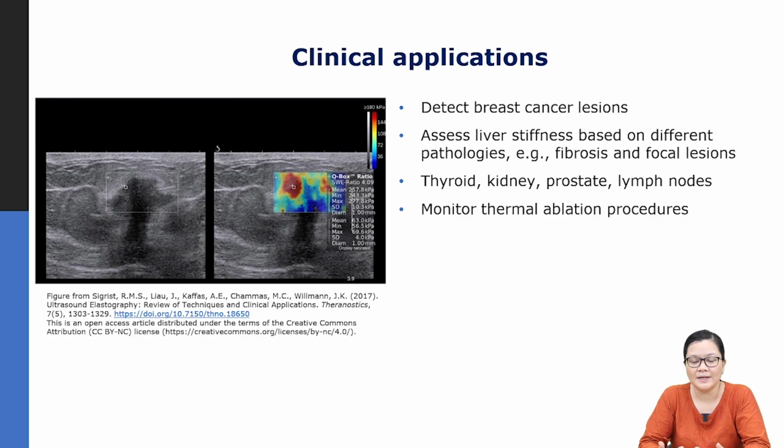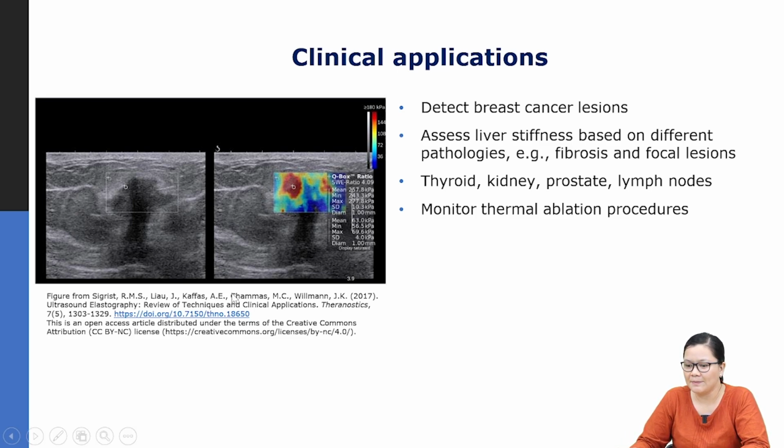For clinical applications, typically this shear wave elastography is used to assess breast, thyroid, liver, kidney, prostate, lymph nodes. So these are all assessments that are being done in the clinic today. You can also use it to monitor thermal ablation procedures if you're doing image-guided therapy.